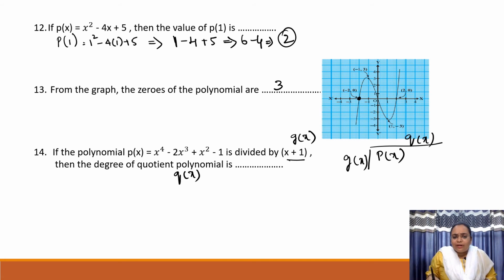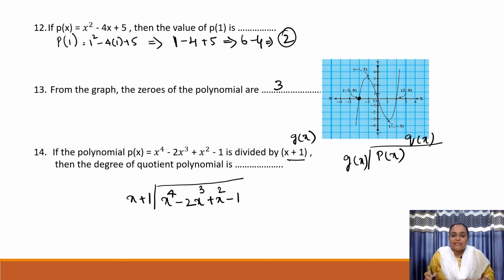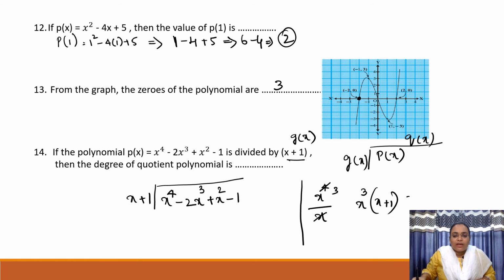See, no need to divide the whole thing, okay? It is divided with x plus 1. The first term of p of x is x power 4, right? It is divided by x, so the first term will be x cube. If you multiply x cube with x plus 1, you will get x power 4 plus x cube. Yes, the first term will be x cube.